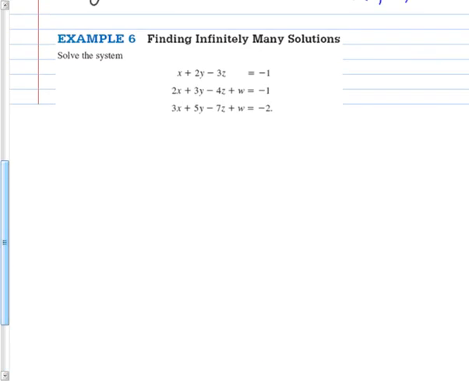Notice it has how many variables here? There are 4 variables. So we can leave behind, we went to 3 unknowns in Algebra 2. Hey, we can pile it on now. If I have this as an augmented matrix, 1, 2, negative 3, 0 for my w, and then there's my negative 1. 2, 3, negative 4, 1, negative 1. 3, 5, negative 7, 1, negative 2. Get your calculators out.